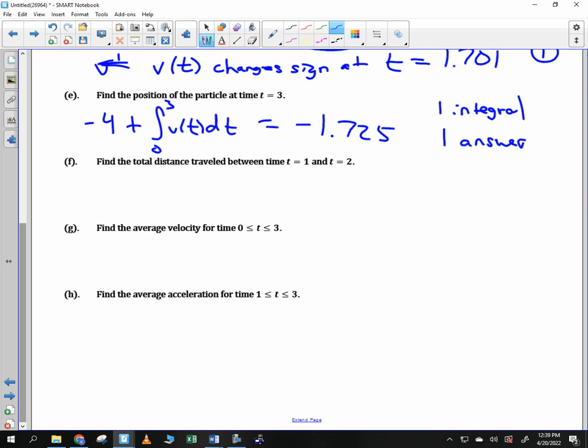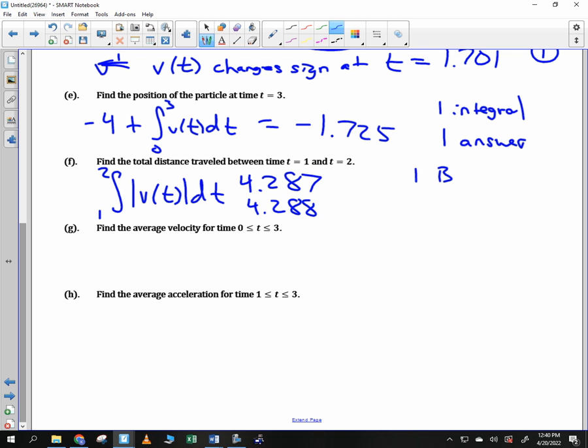Total distance traveled. You need to have the integral from 1 to 2, because it's time 1 to time 2, of the absolute value of v of t dt. And you get 4.287 or 4.288. Either one works. 1 point. Okay, 4 point what? 539? It's 0.539? Okay, we're going to trust that that's right.